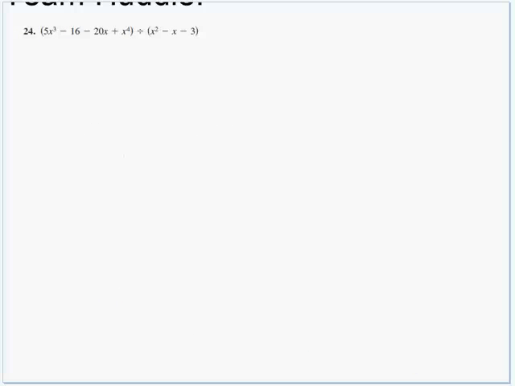Okay, 24. We got a four-termer divided by a trinomial. So let's get our bigger one here in order. Biggest power is x to the 4th. So we're going to have x to the 4th. Do we have an x cubed power? Yes, we do, plus 5x cubed.